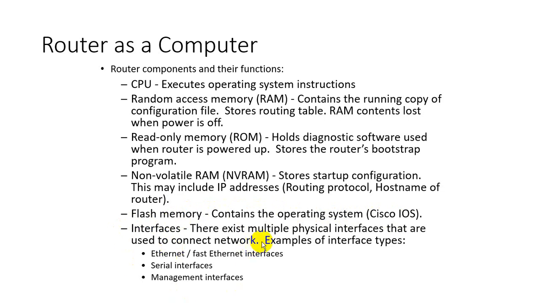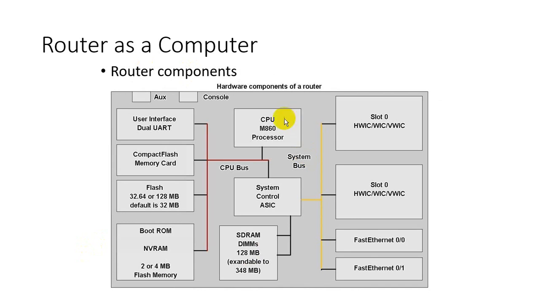And there are various interfaces that are used to connect networks. Examples of interface types are Ethernet, Fast Ethernet, Gigabit Ethernet, 10G, 20G, maybe 40G, 100G, and the serial interfaces and management interfaces. So these are some of the components of a router. If we look further here at what we discussed earlier, there are interfaces, slots, ROM, flash, and similarly the user interface and console cable, and all these are connected to the central processing unit, the CPU, with the CPU bus, and the system bus is used to connect to different slots using a system control ASIC.